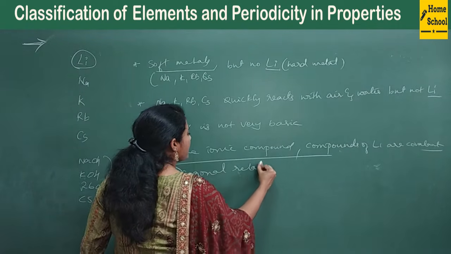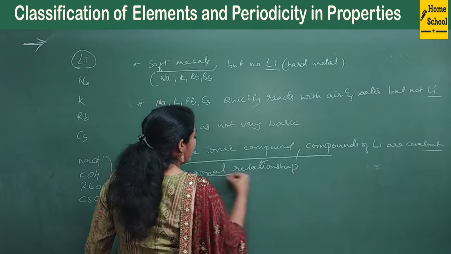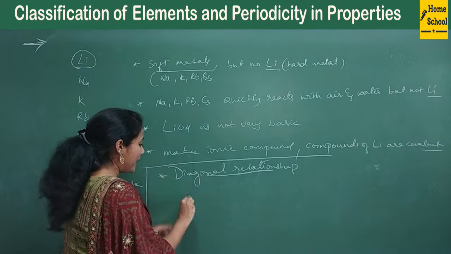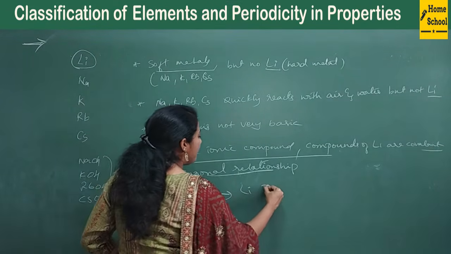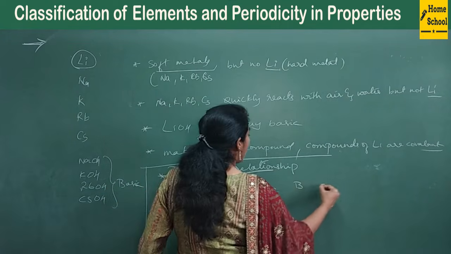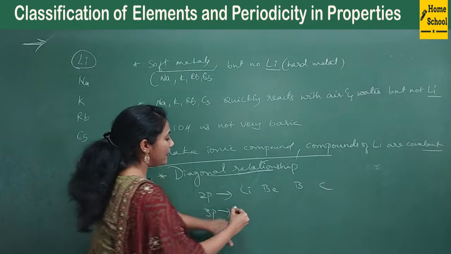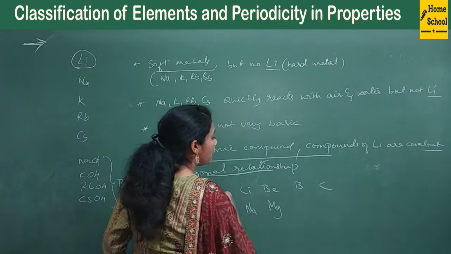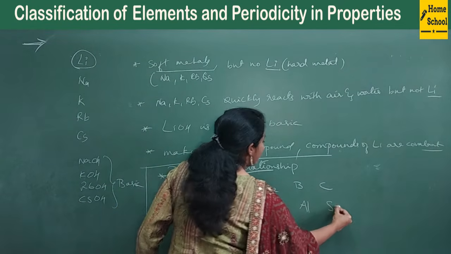Now let me talk about the second topic of today's class, diagonal relationship. So what do you mean by diagonal relationships? Very, very important. Try to understand. Let me mention second period elements here: lithium, beryllium, boron, carbon. Third period elements: exactly below lithium you have sodium, below beryllium you have magnesium, below boron you have aluminium, and here silicon.